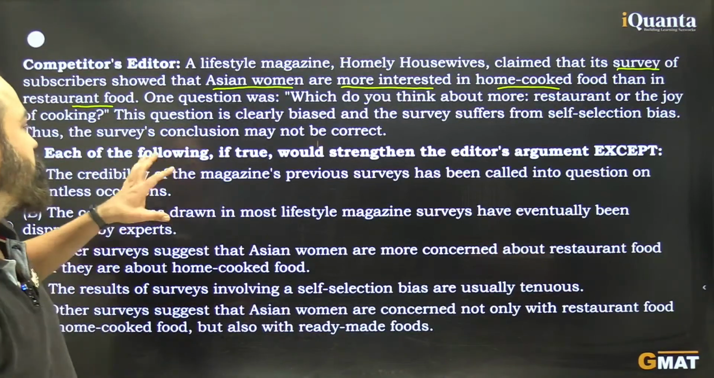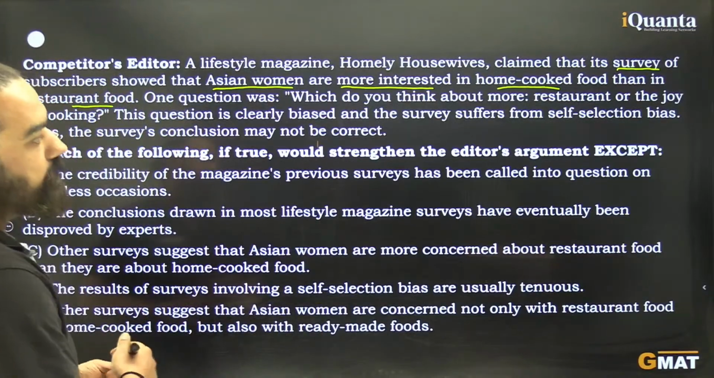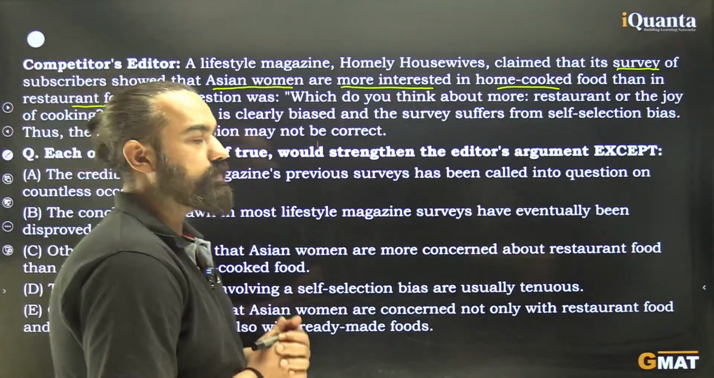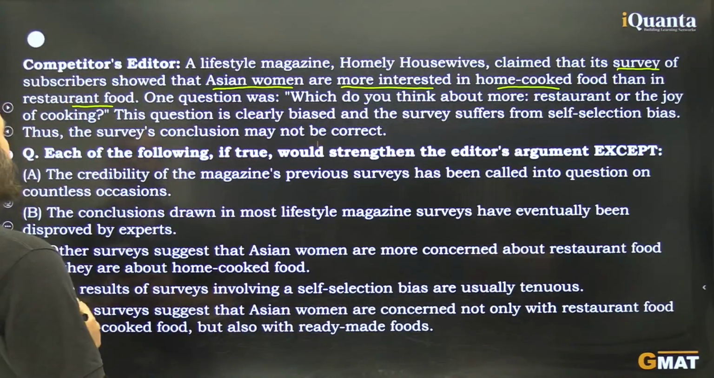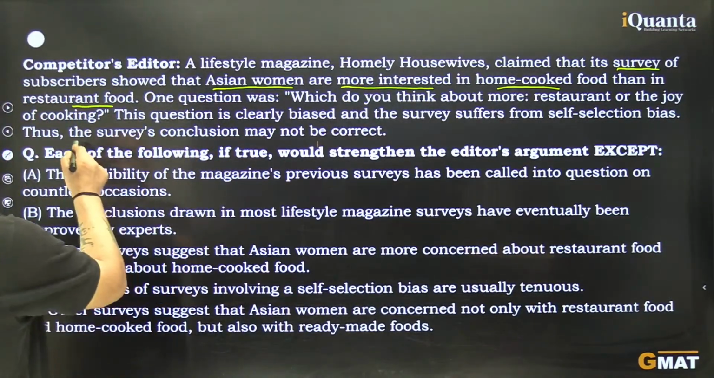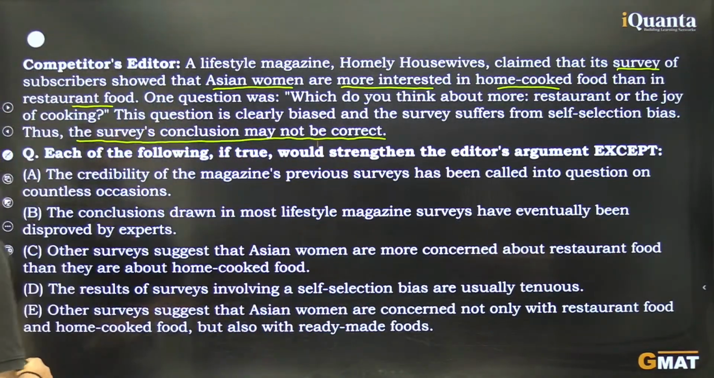Says this question, this is the conclusion of the argument. This question is clearly biased and the survey suffers from self-selection bias. Thus, the survey's conclusion may not be correct. So, the final conclusion is, survey's conclusion may not be correct. This is my conclusion.